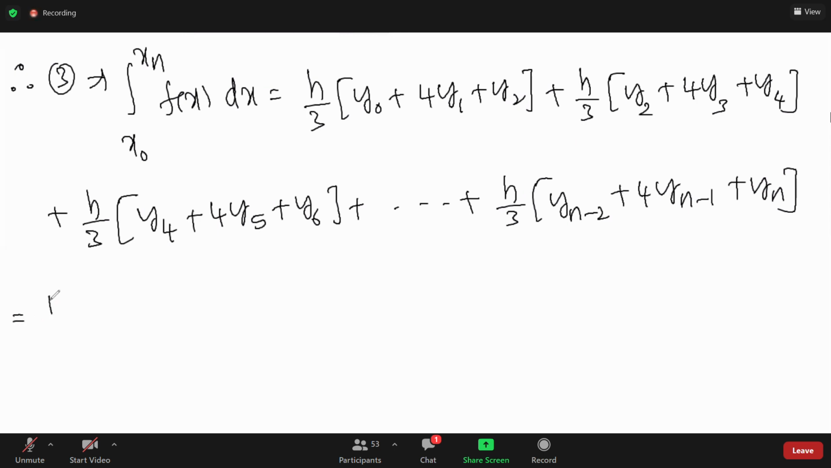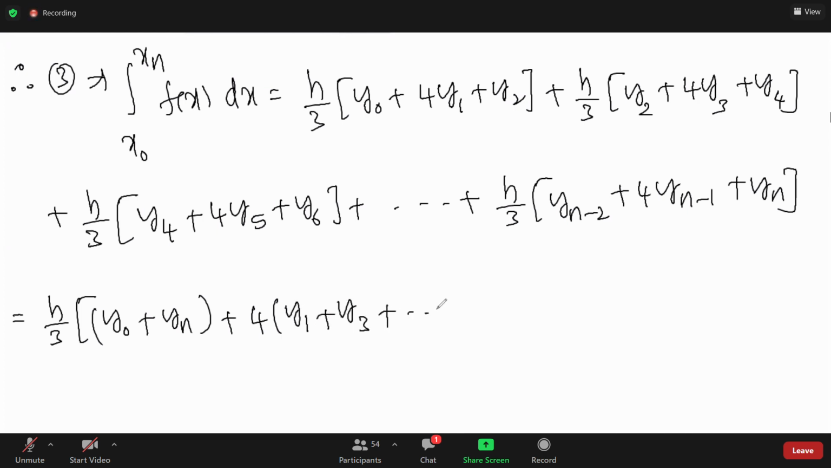So taking h by 3 common. First y0, last term is yn. 4y1, 4y3, 4y5, 4yn minus 1. So taking 4 common, y1 plus y3 plus so on, yn minus 1. Here y2 plus y2, that is 2y2. So taking 2 common, y2 plus y4 plus so on plus yn minus 2.